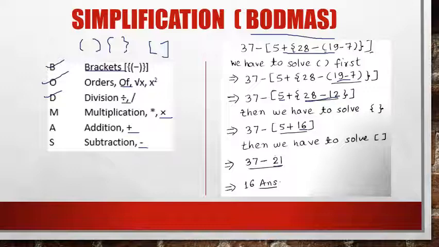Now in this question you can see the subtraction. So after solving brackets, you have solved here the subtraction. After subtraction you will get the answer 16. So this is what your BODMAS rule is. Step by step you have to solve each. One by one you have to solve, not together.